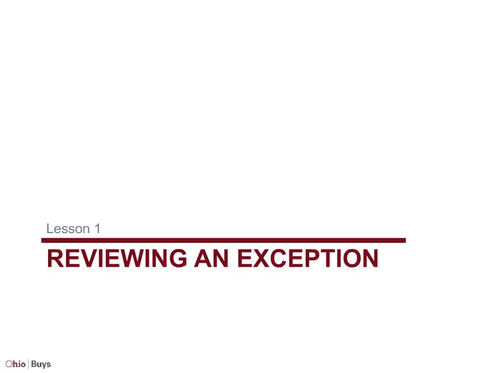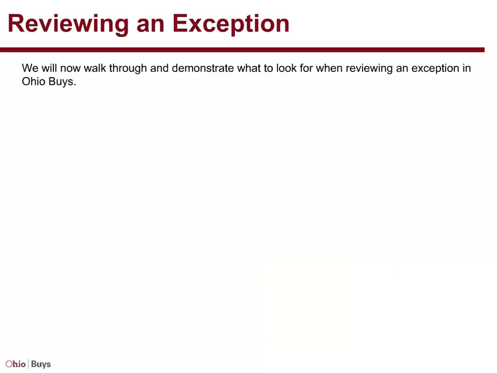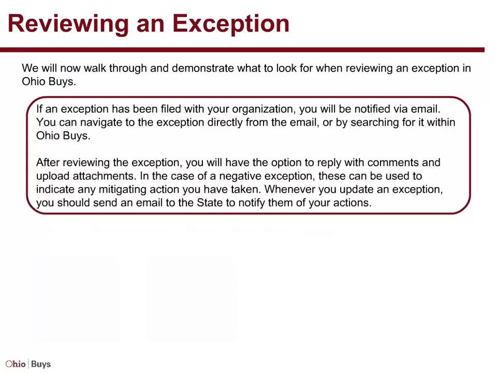Lesson 1. Reviewing an exception. We will now walk through and demonstrate what to look for when reviewing an exception in Ohio Buys. If an exception has been filed with your organization, you will be notified via email. You can navigate to the exception directly from the email, or by searching for it within Ohio Buys.